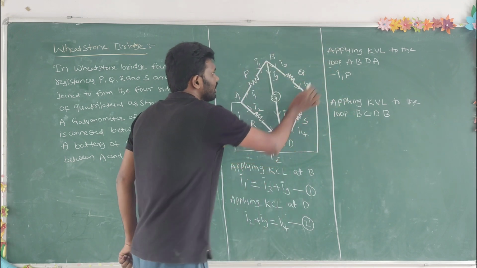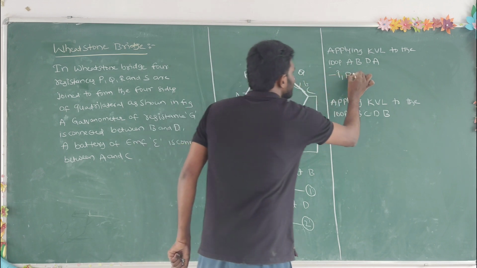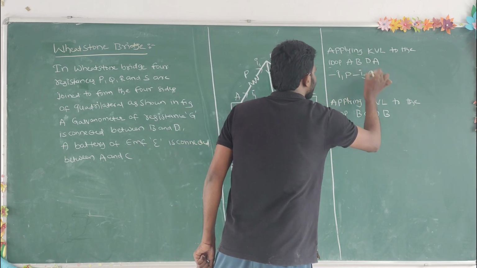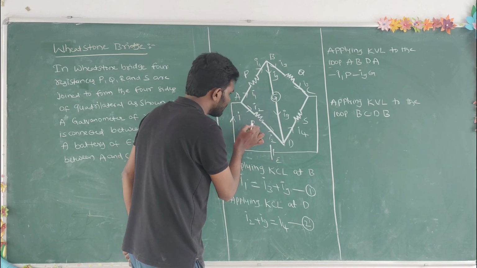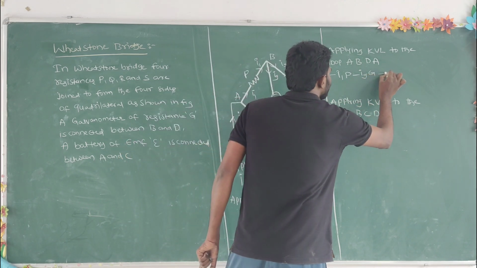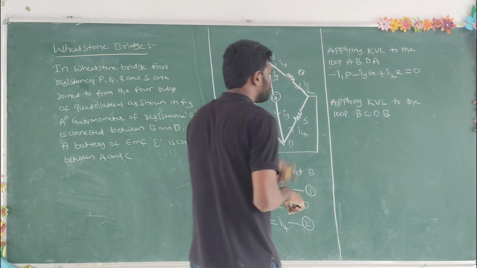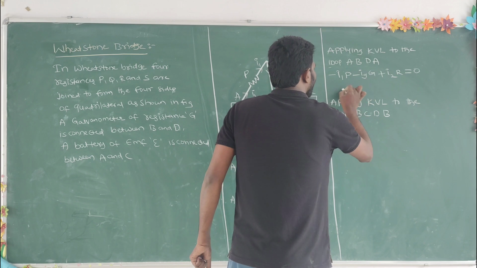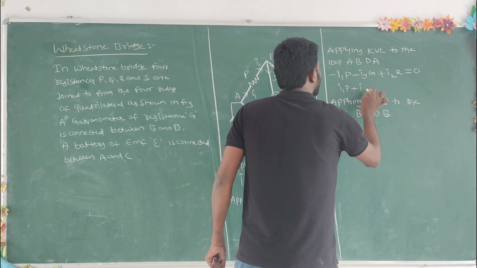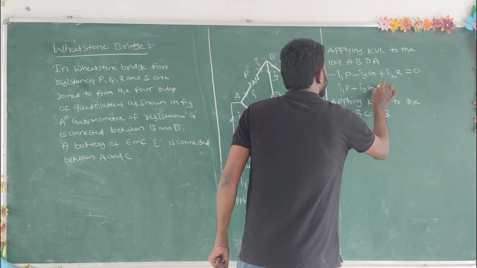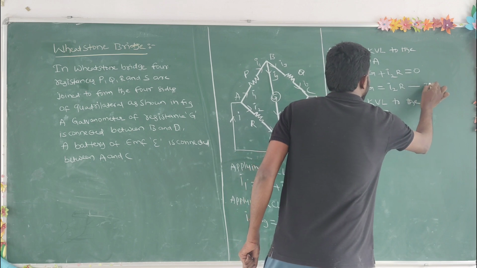Again, from B to D, in the same direction of current, minus Ig into the galvanometer resistance G. From D to A, I am moving in the opposite direction of current across the resistor R. This is taken as positive, plus I2R. The total potential difference is equal to 0. If I want, I can write I1P plus Ig into G, which is equal to I2R. Take this as equation number 3.